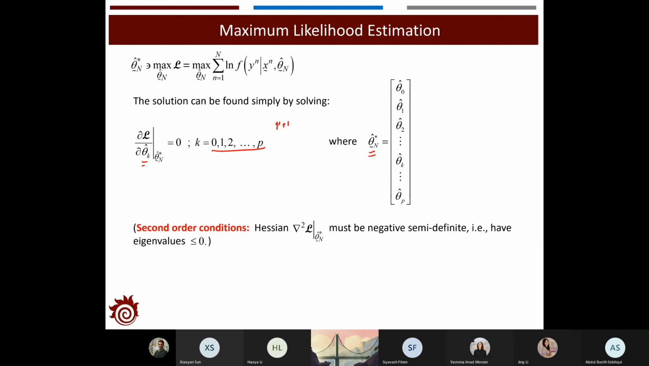Also, to solve this problem, we have to make sure that the second order derivative, which is the Hessian matrix, is negative semi-definite. In that sense, we can make sure that the solution exists. Otherwise, we cannot get the right answer. So we first have to make sure that this is negative semi-definite.